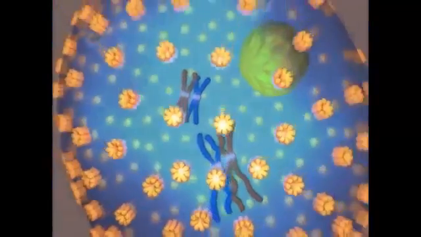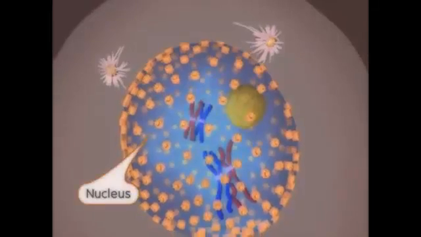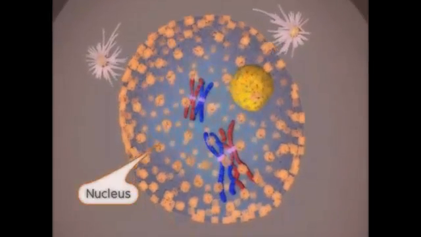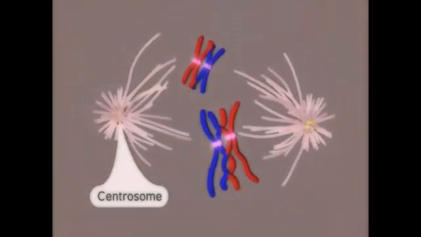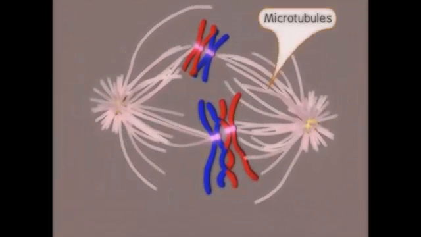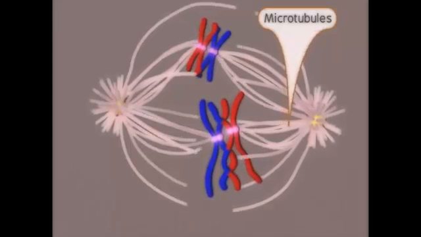There are several more key steps in prophase I. The nuclear membrane begins to break down. Then, the 2 centrosomes migrate to opposite ends of the cell and microtubules appear. The microtubules then attach to the chromosomes.